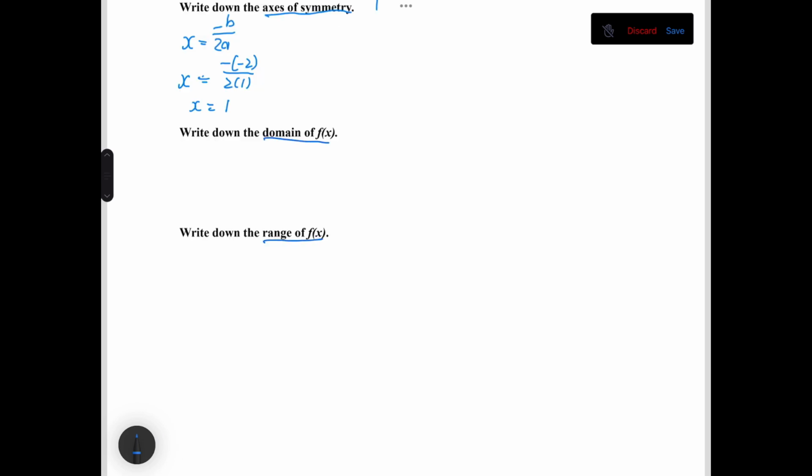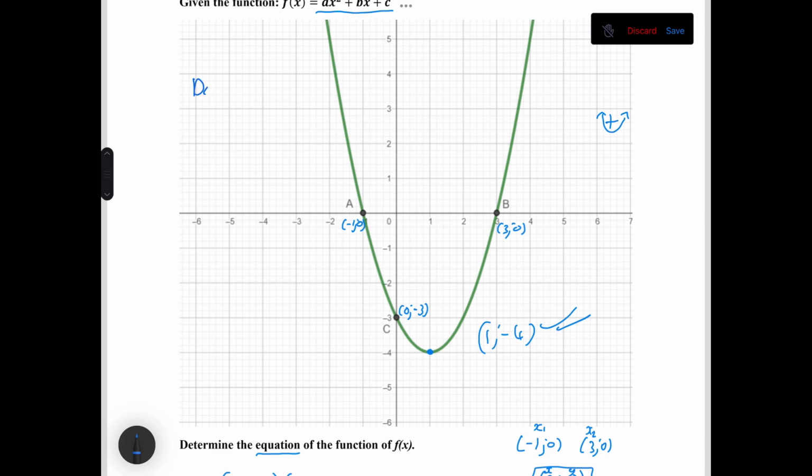Then the domain and range. And this is my favorite part. Okay, so domain refers to the x-axis. And now we check how far on the positive side does the graph go until positive infinity. And on the left hand side, how far does it go? Negative infinity. And so here you can see that x is then an element of real numbers.